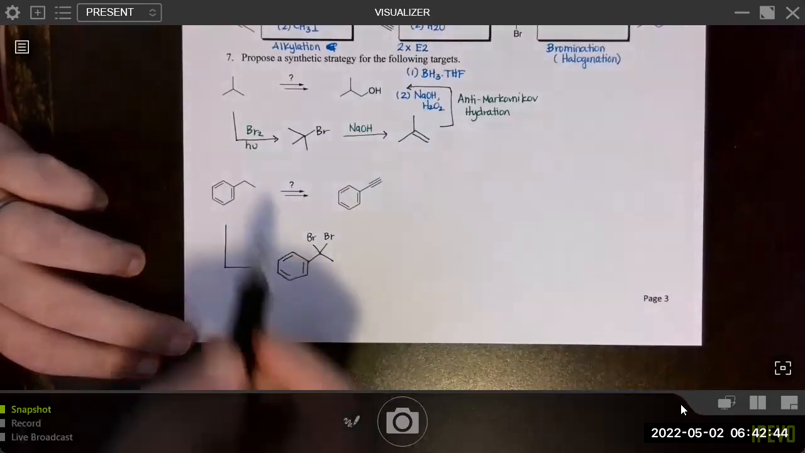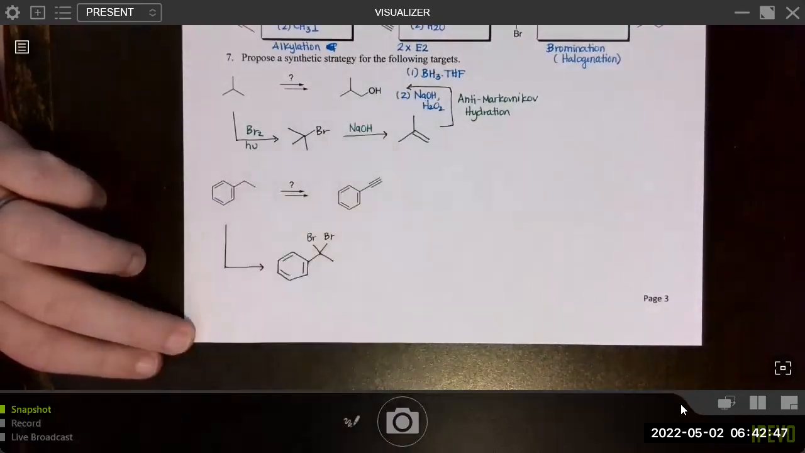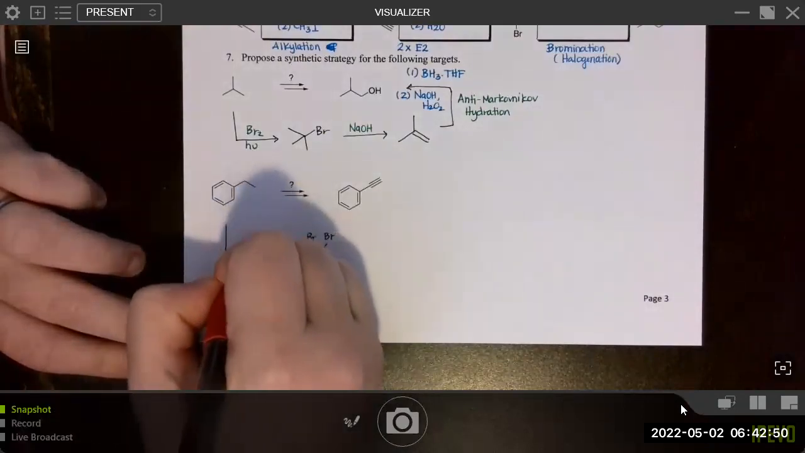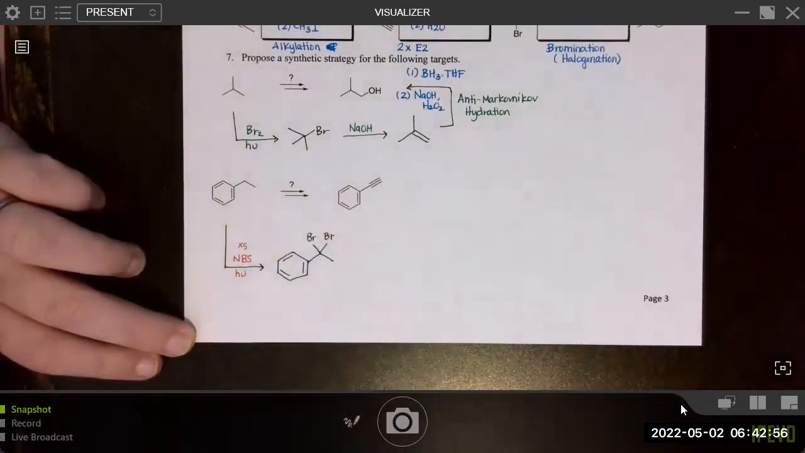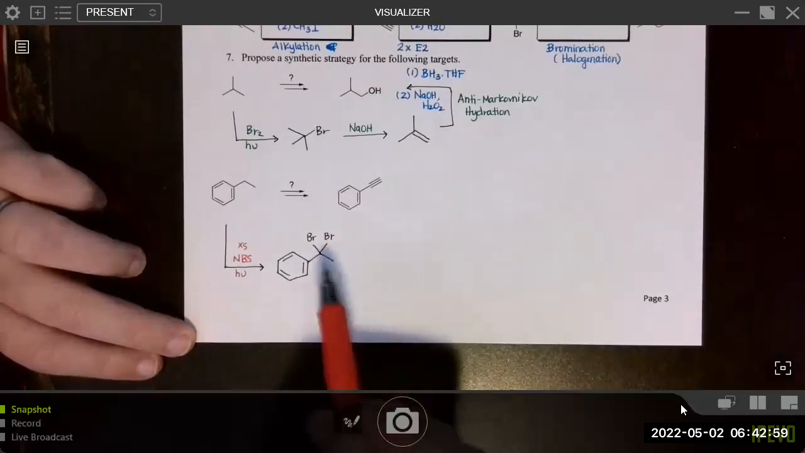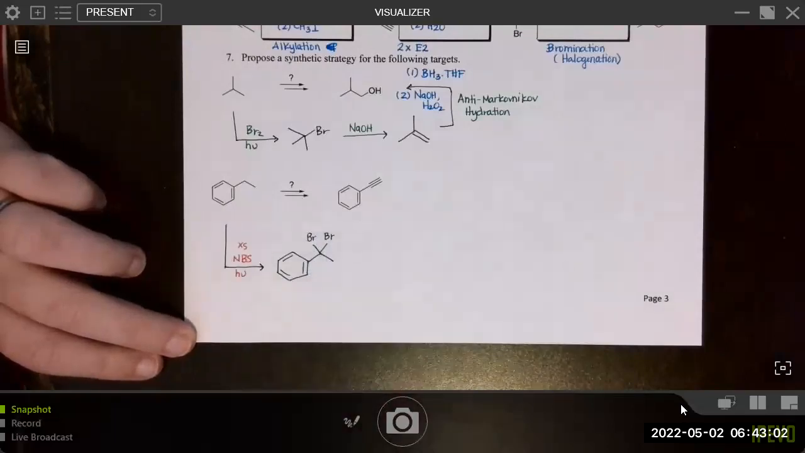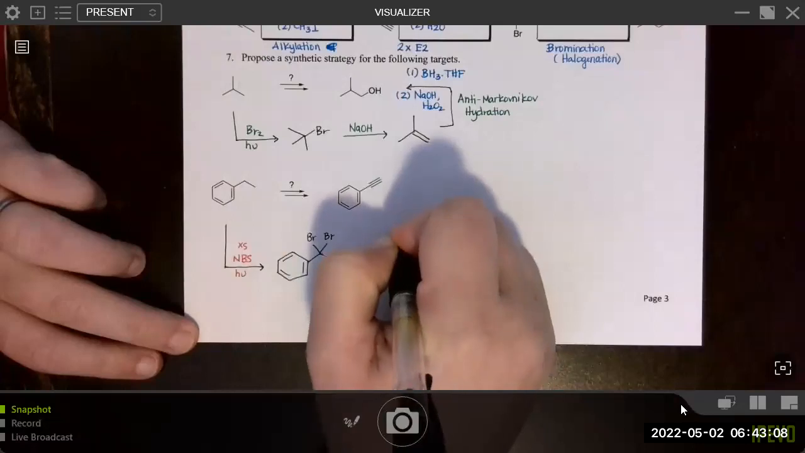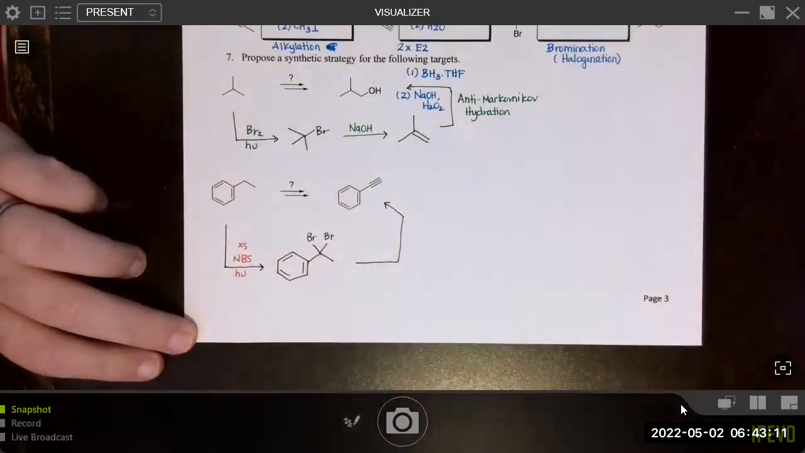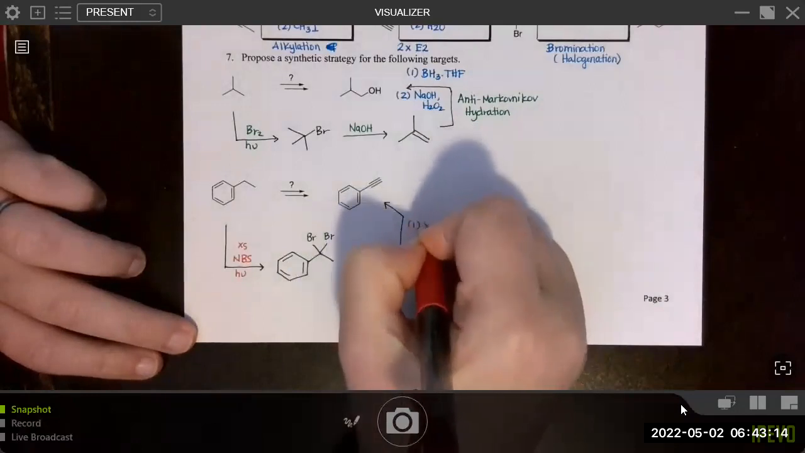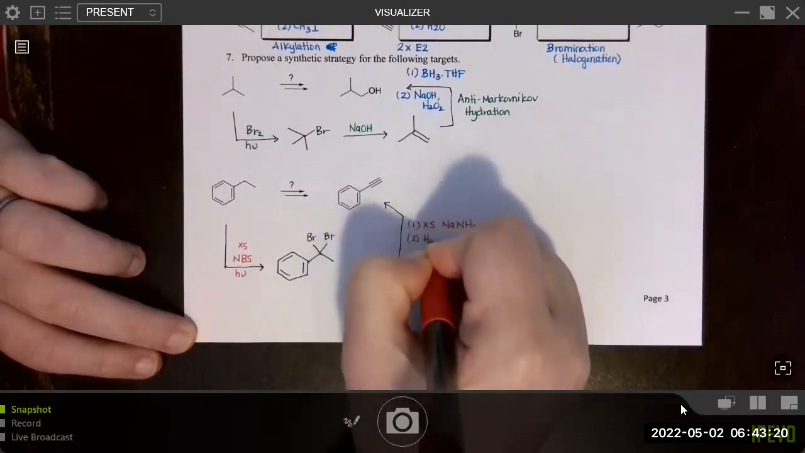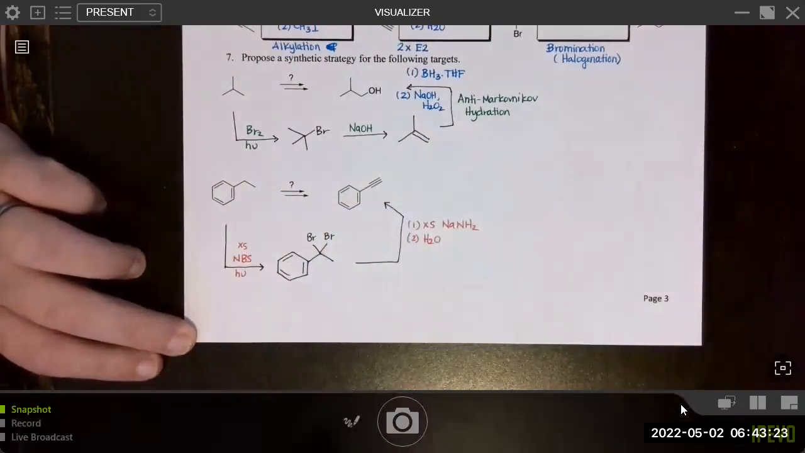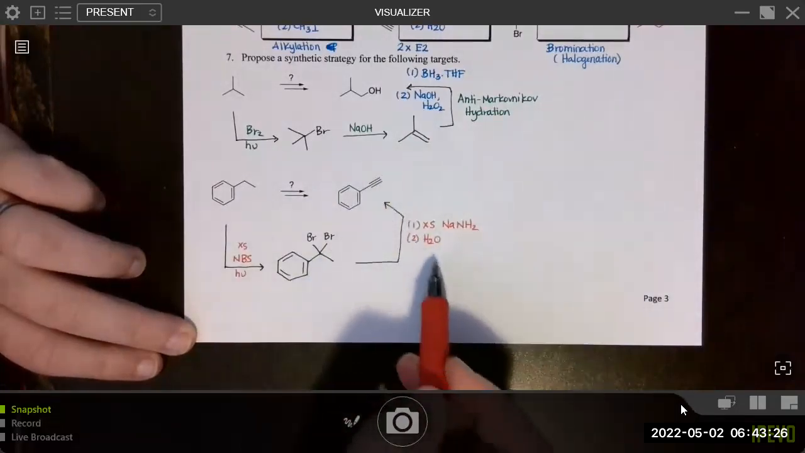This is a radical reaction, but because we're adding the radicals at the benzylic position, we will use NBS. And we're going to use excess to make sure it replaces both hydrogens at the benzylic position. So from there, we can do our double elimination process. The first step would be excess sodium amide, followed by water. Remember that we'll do a double E2, deprotonate the terminal alkyne, and then reprotonate it.